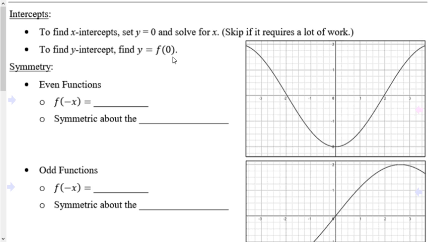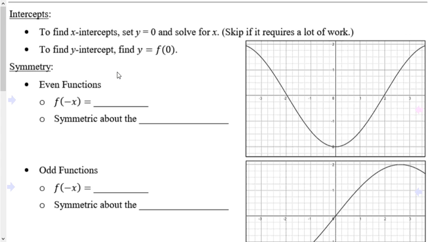Next, we'll look at the symmetry. So sometimes we can do this. We can sketch a graph without symmetry, but symmetry can increase our efficiency if we have a function that's symmetric. So two types of symmetry that we're going to talk about. First of all are what we call even functions. Now notice this is not an even degree polynomial. This is something completely different.